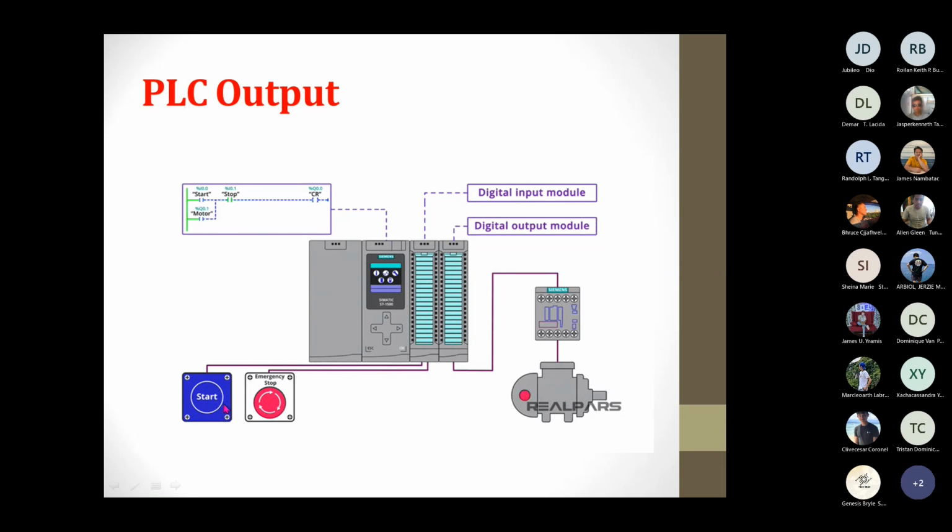So we have here push buttons, a normally open push button and a normally closed push button connected to the input module. This block here is the input module, and this second part is the central processing unit of the PLC. In the central processing unit, a program is being written. And in the output module of the PLC, a relay is connected.